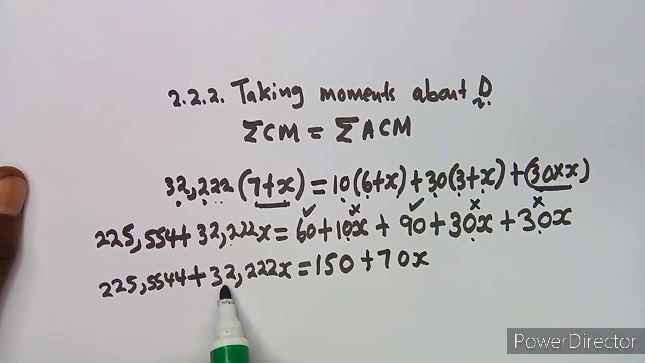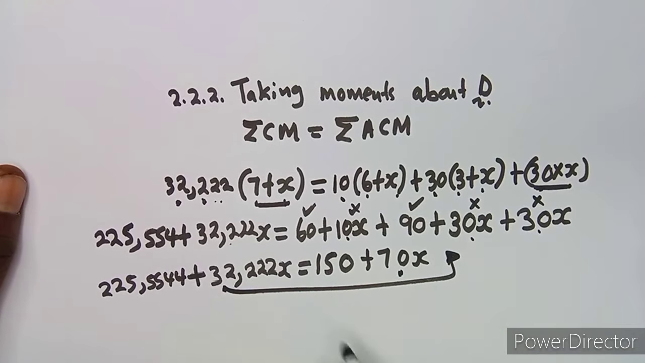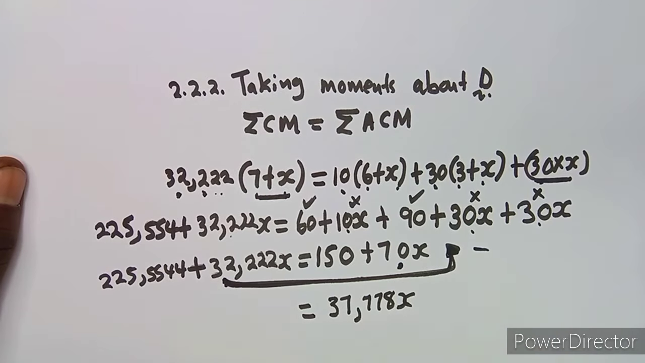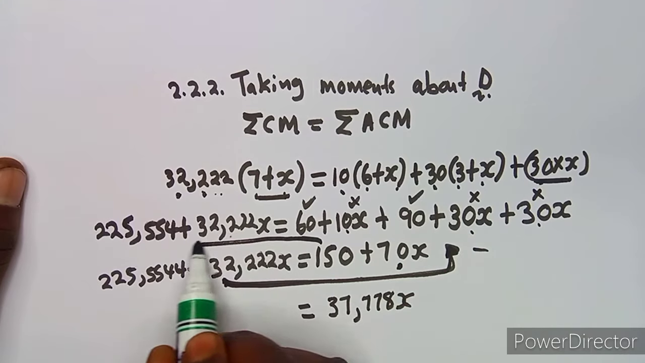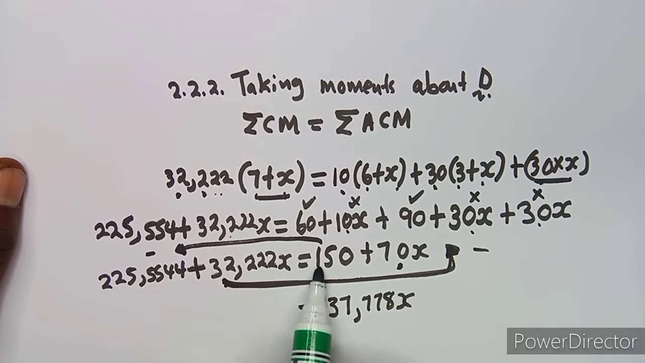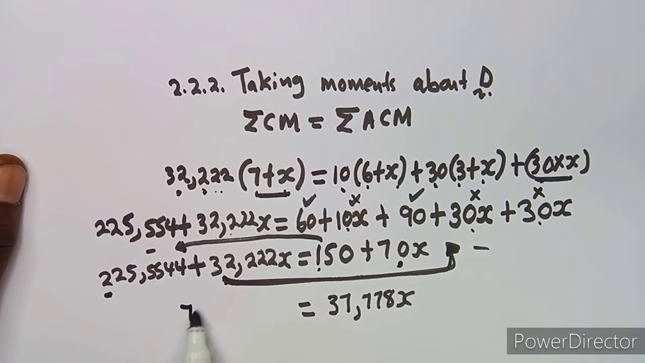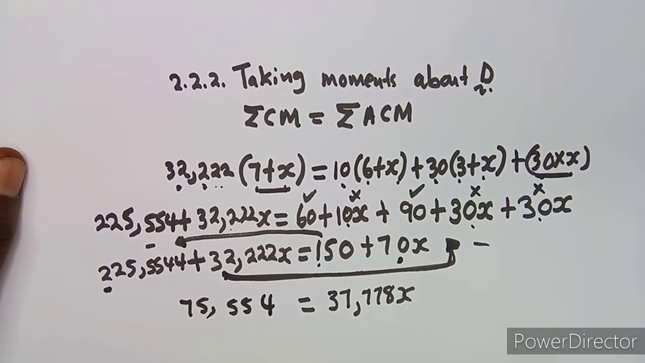So I'm going to, because this one is the smaller and this one is a bigger one, transpose this to this side. So it's going to be 70 minus this one, which is going to give me 37,778X. So take note, guys, I transposed this to the right hand side, is going to be a minus. Okay, I transpose this 150 to this side, is going to be also a minus because it was a positive. So it's now 225, whatever that we have, minus 150 there, which is going to give us 75,554. This is what you're going to obtain.